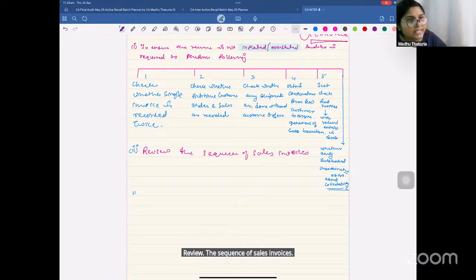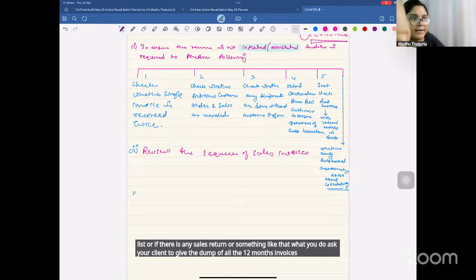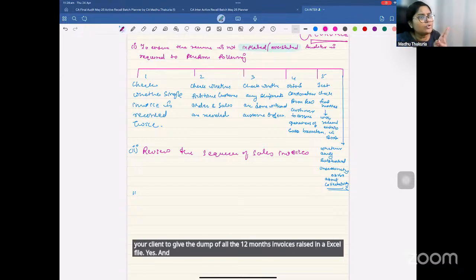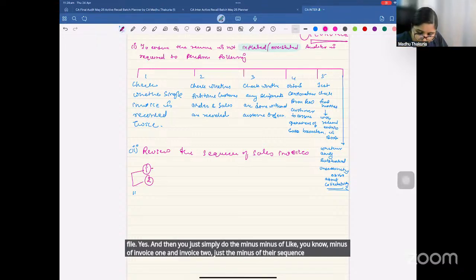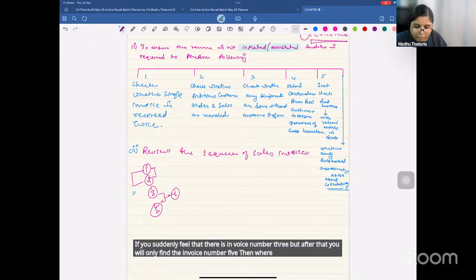So if you want to see if there is any cancelled invoice in the entire list, or if there is any sales return or something like that, ask your client to give the dump of all the 12 months invoices raised in an Excel file. Then you simply do the minus of the sequence of invoice 1 and invoice 2, and see what is the difference between these two invoices. If you find invoice number 3, but after that you only find invoice number 5, then where did invoice number 4 go?